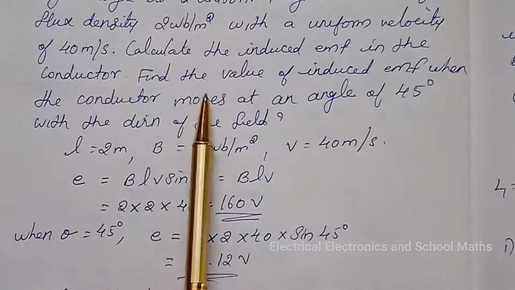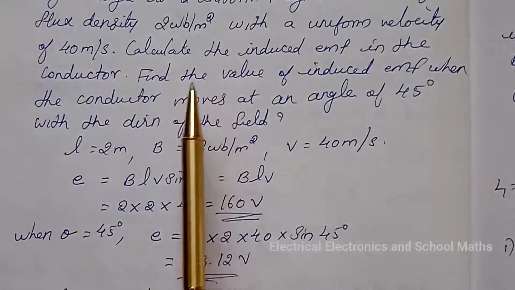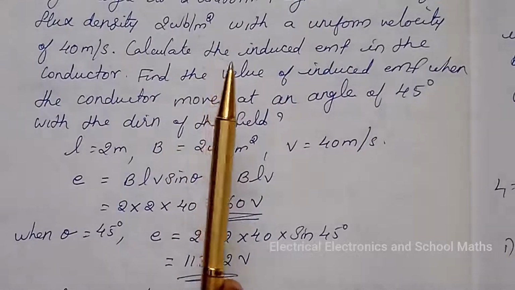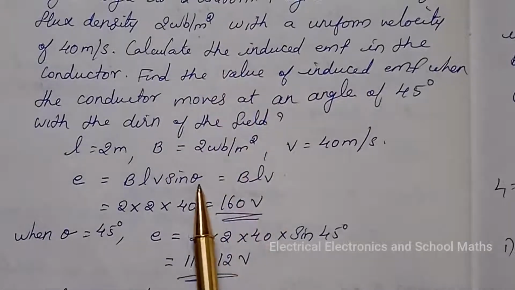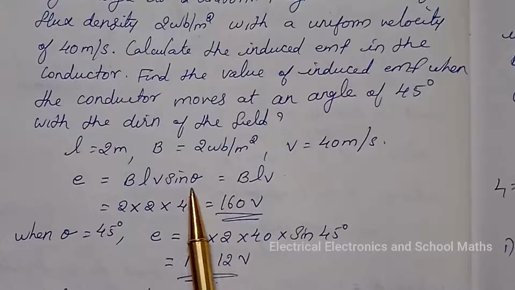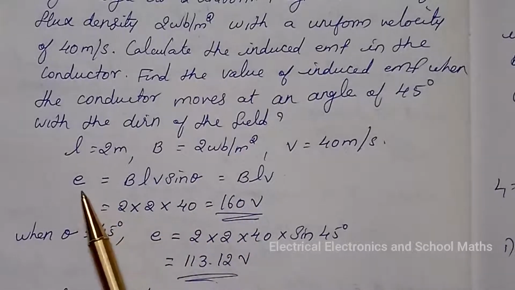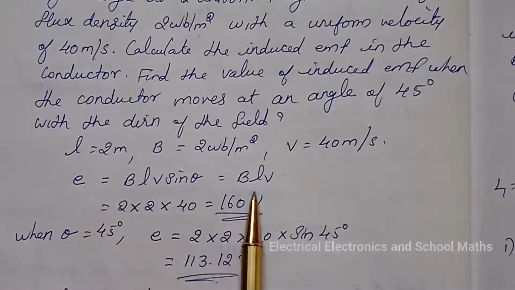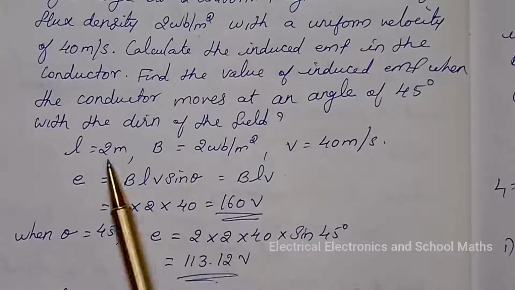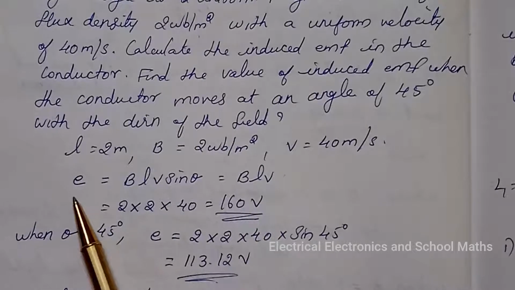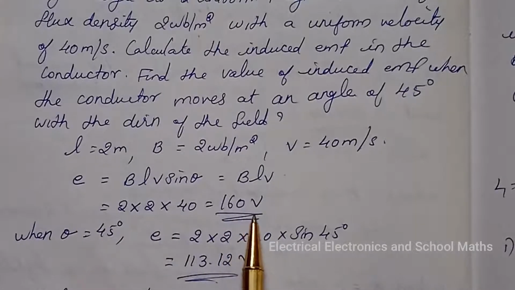In the first case, the conductor is at right angle to the magnetic field. So, theta will be 90 degree and sin 90 is 1. So, we get dynamically induced EMF equal to BLV. All the data are given and we get 160 volt.